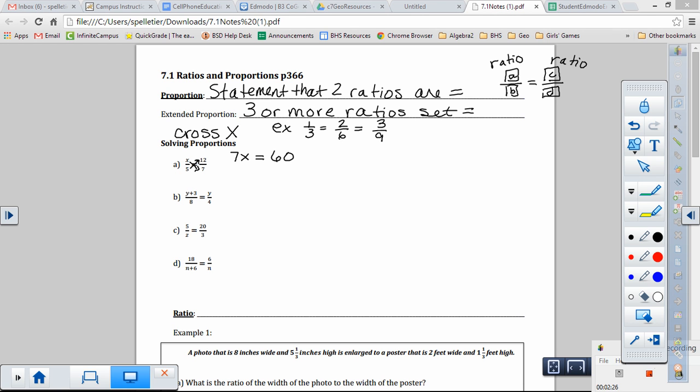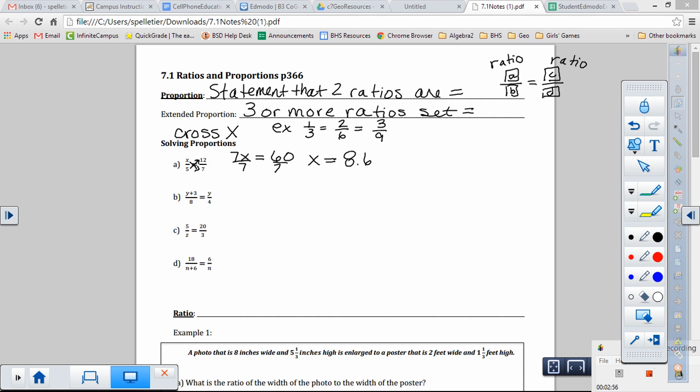We're going to take the 7, divide both sides by 7, and we're going to get x equals whatever that answer is when we plug that in. All right, so that will equal 8.6.